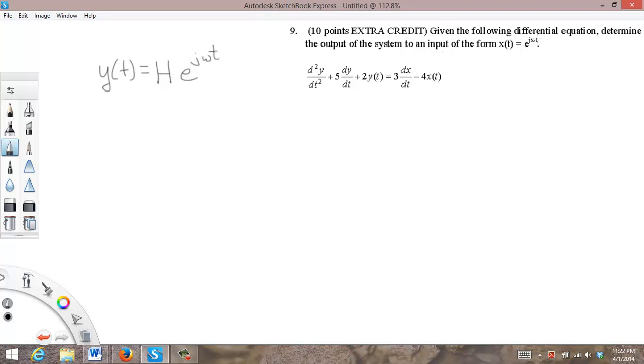Whatever the frequency omega is here, h is some constant, and then y has the same form as the input x. Alright, so to figure this out, we look at each of these terms. Since y is of this form, the second derivative of y, I'll abbreviate that as y double prime, is going to equal h times j omega, the quantity squared, e to the j omega t.